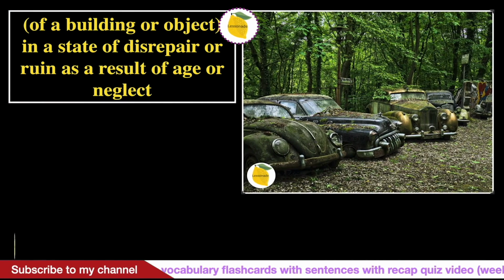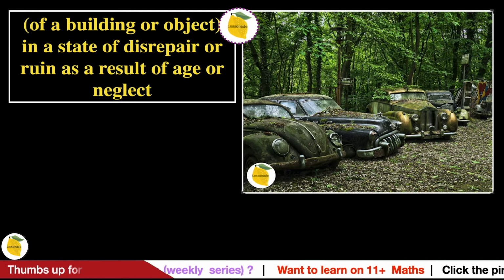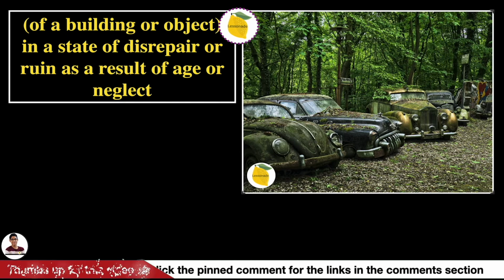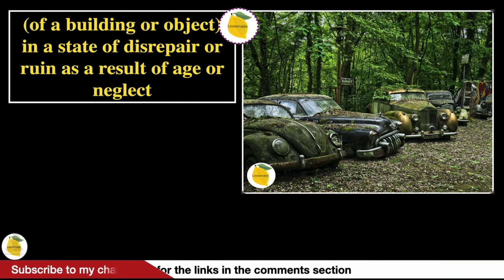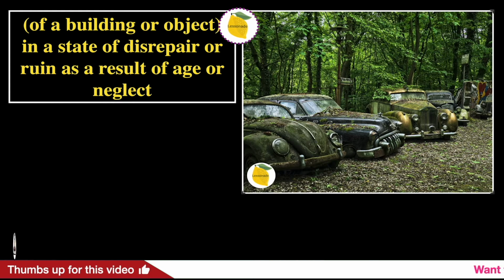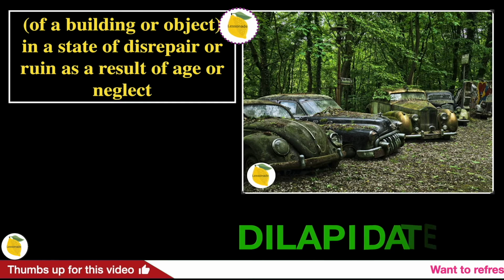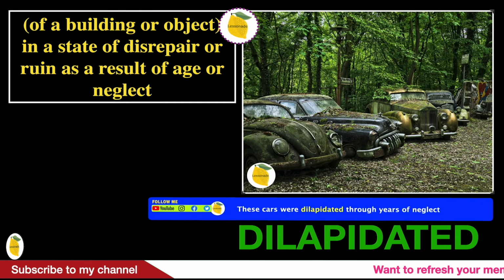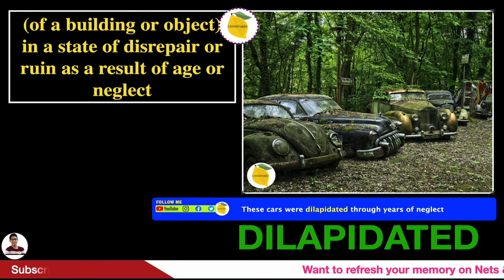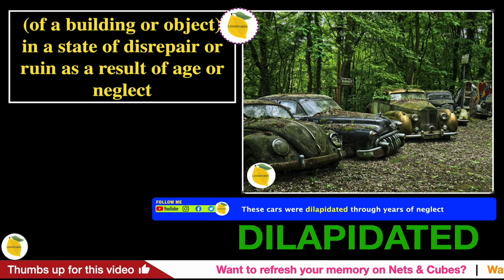The next one is of a building or object in a state of disrepair or ruin as a result of age or neglect. In this picture, we can see cars that are in the state of disrepair or ruin as a result of age or neglect, and therefore the word will be dilapidated. And the sentence for this word is, these cars were dilapidated through years of neglect.